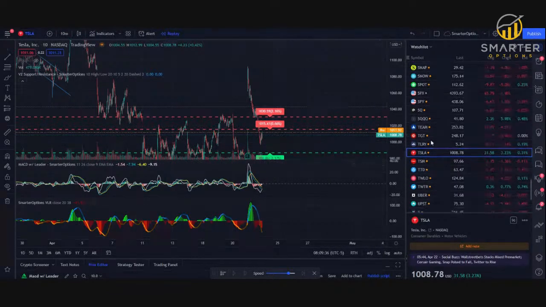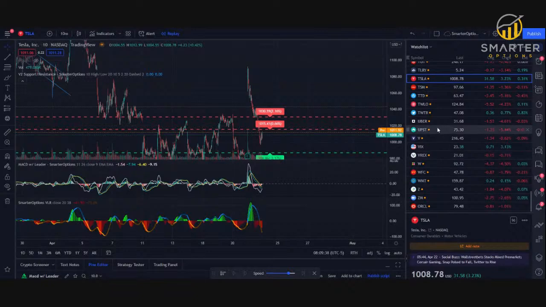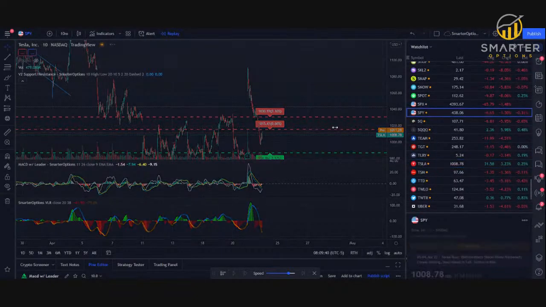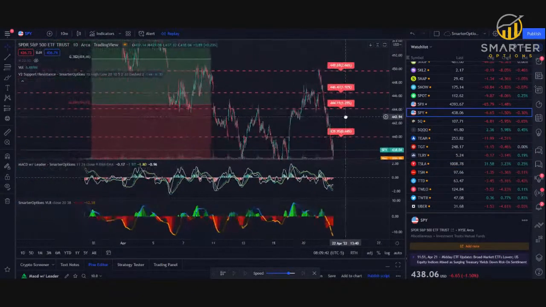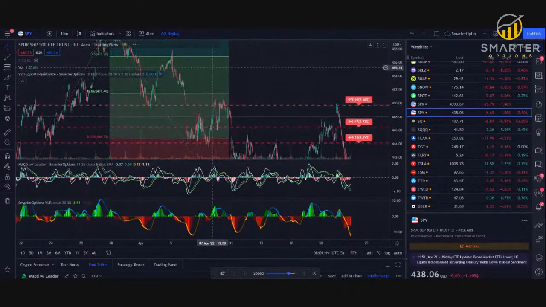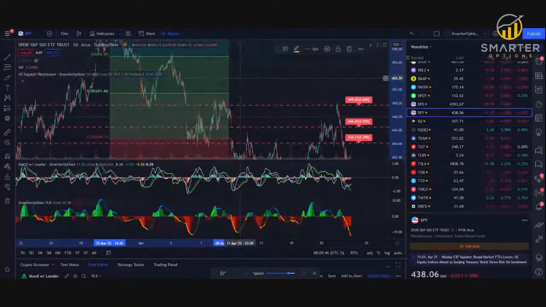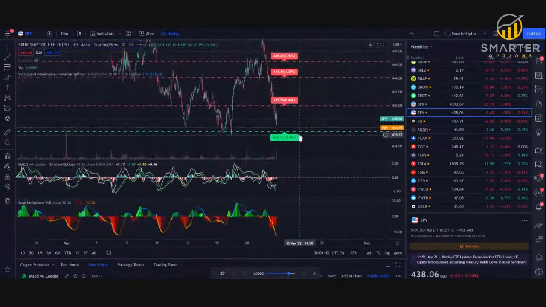You guys have any other questions or anything else you want to look at this week? We can look at SPY real quick. I mean, this works with everything. Oops, sorry about that. I had a fib drawn in this chart. Let me just delete that.